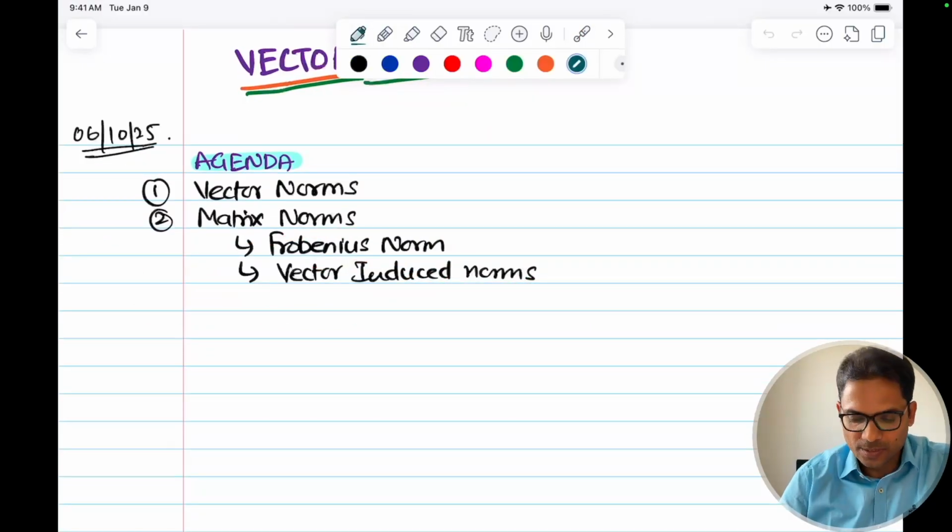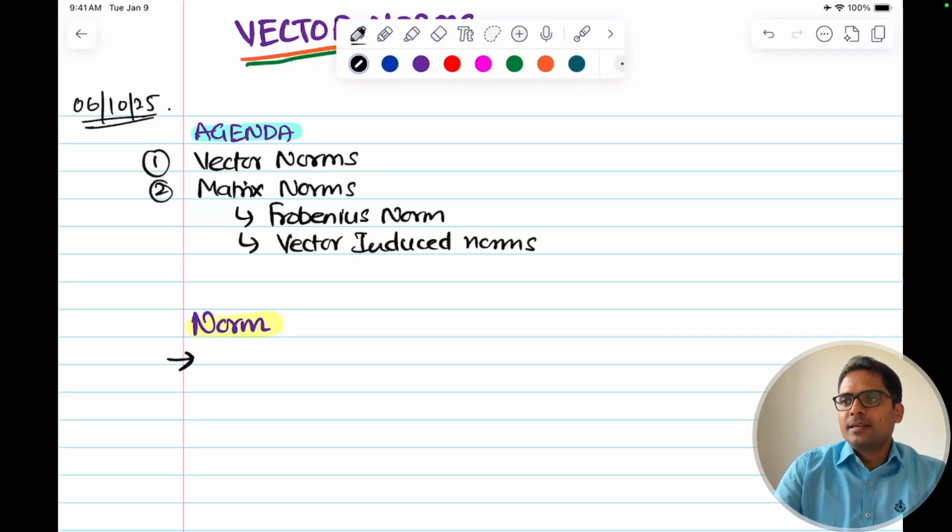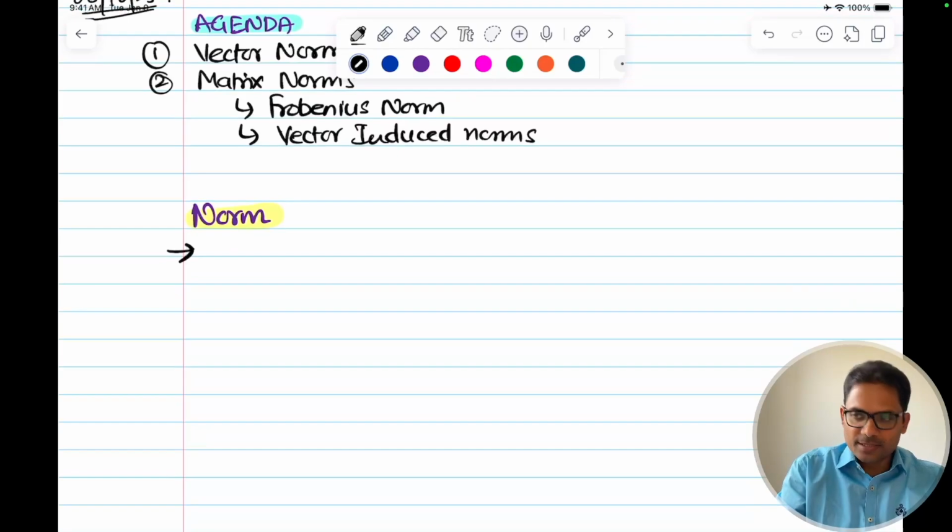What is a norm? Here in context of vectors, what is a norm of a vector? Norm is, in simple terms, just something that tells you how big a vector is. It's a way to measure the length of the vector, or how far the vector is from the origin. The total length from the origin, and there are different ways to measure that, and that's what we'll understand in this video for vectors as well as matrices. Okay, so what is it? A norm is a way to measure how big a vector is.